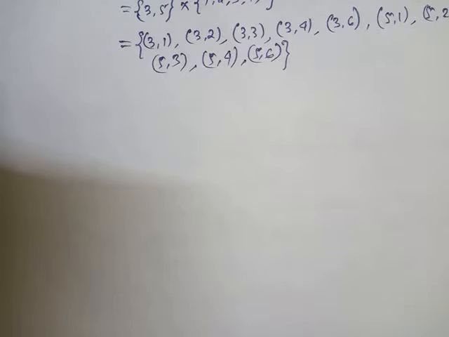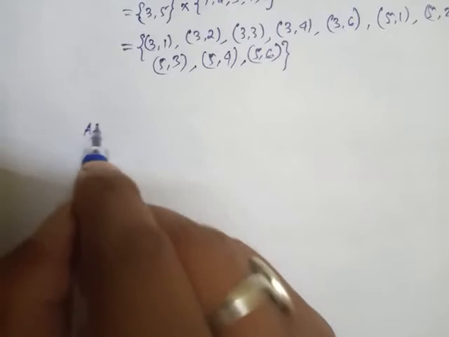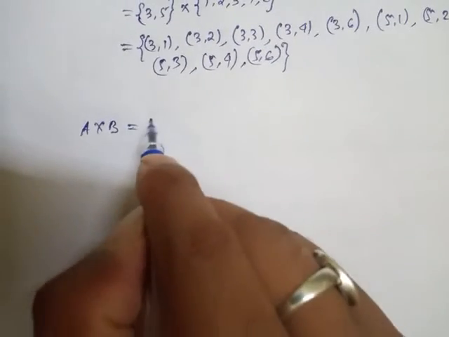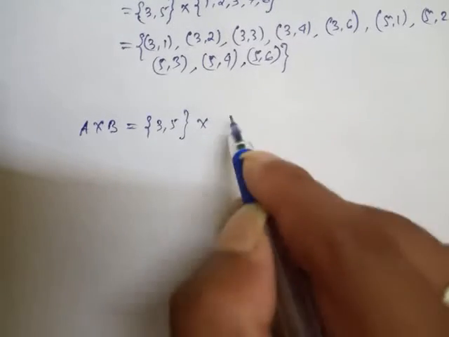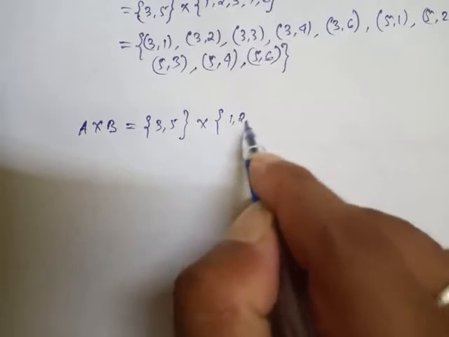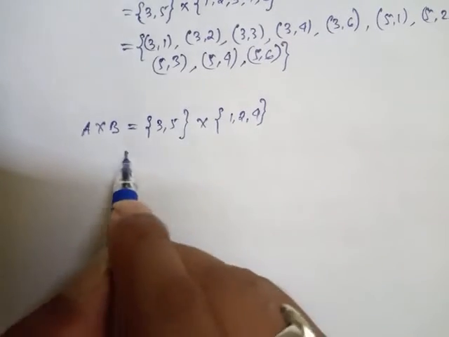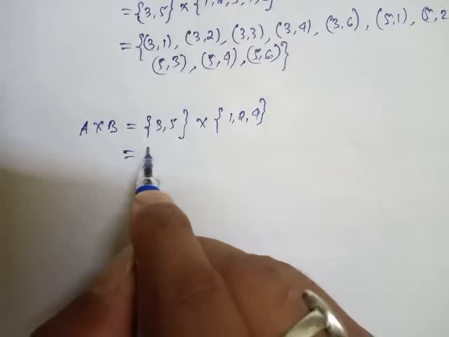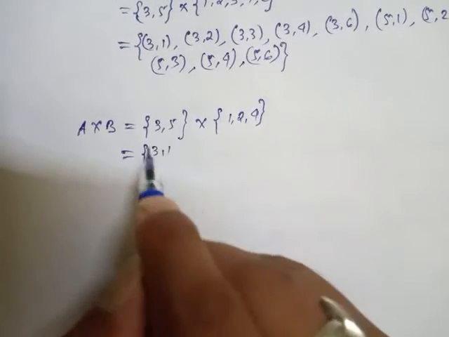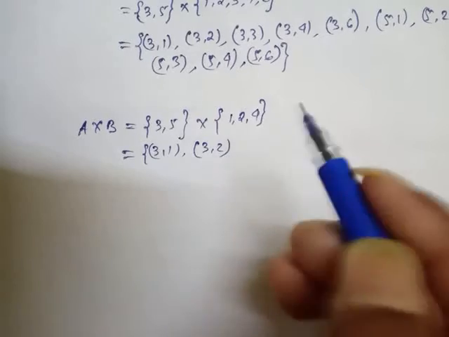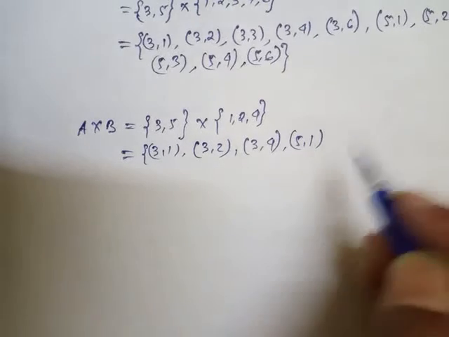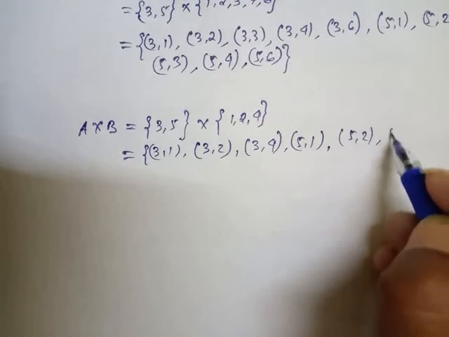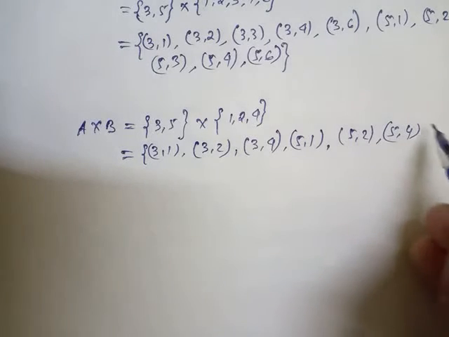This is A product B union C, which means the LHS. Now student, before starting the RHS, I will find out first A product B and A product C. So A product B, which means elements of A, we'll write here 3 comma 5, product elements of B, which means 1 comma 2 comma 4. Now A product B would be 3 comma 1, then 3 comma 2, then 3 comma 4. After that 5 comma 1, then 5 comma 2, then 5 comma 4. This is the A product B only.